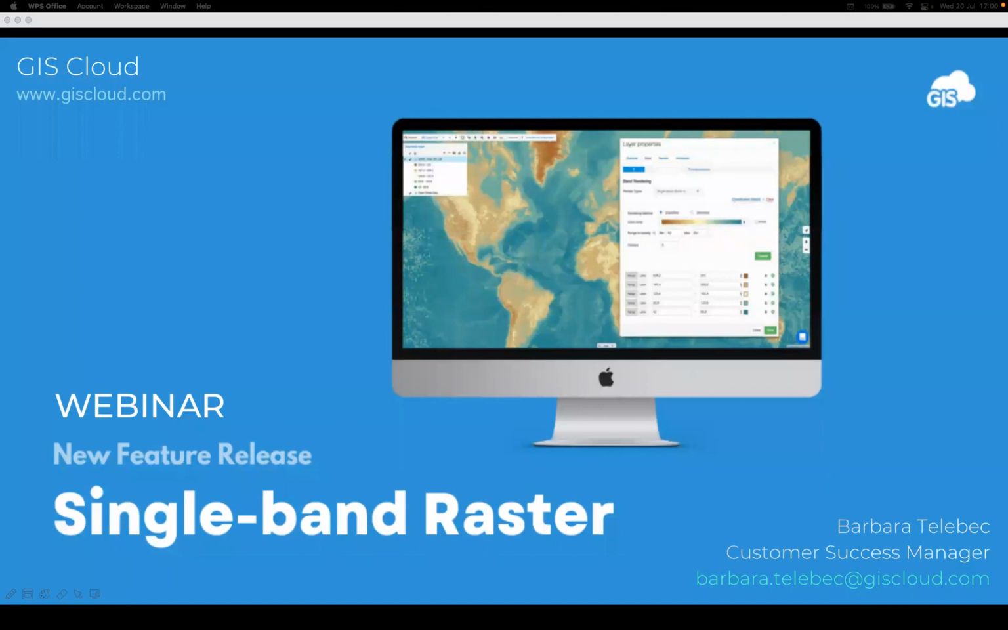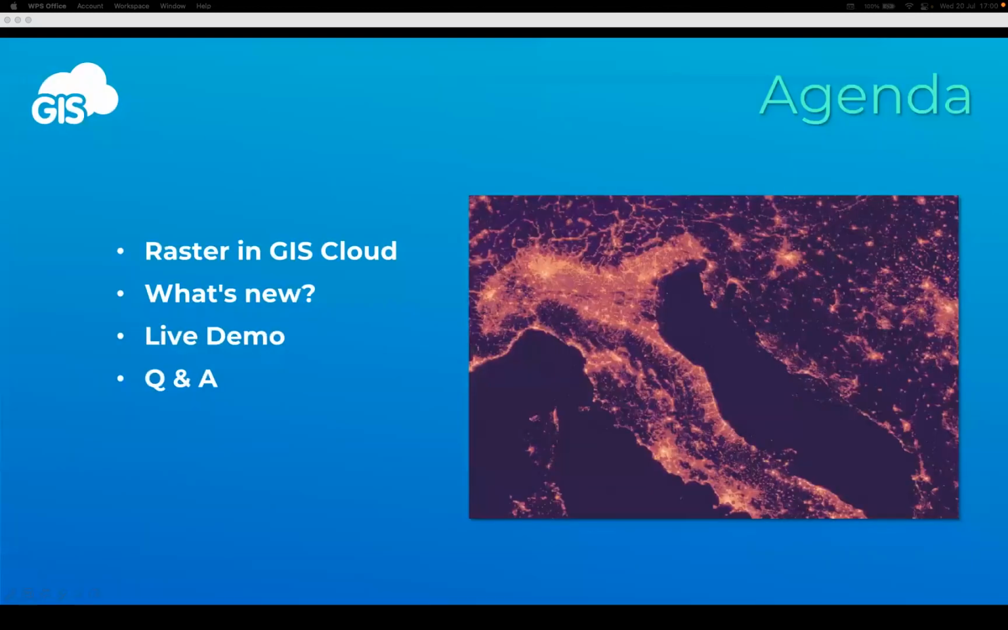Let's see what our agenda for today looks like. First of all, we will see what you could actually do with raster in GIS Cloud previously, and also how it was used by some of our clients. We'll then see what's new and what new improvements we've made, and also what new opportunities this brings. Of course, we always like to show you new things in action, so we'll go over a quick live demo as well, so no worries.